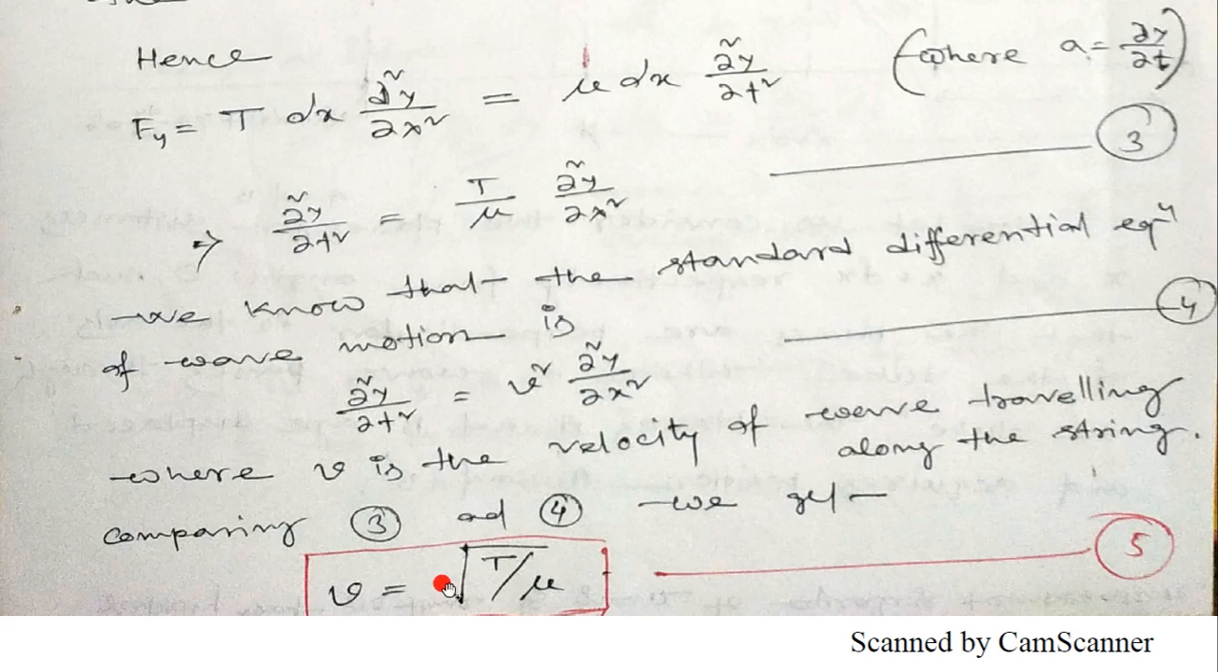Here the velocity depends upon the tension under which the string is stretched and the mass per unit length, or linear mass density, of the string. So, this is the expression for velocity of the transverse wave in a straight string.